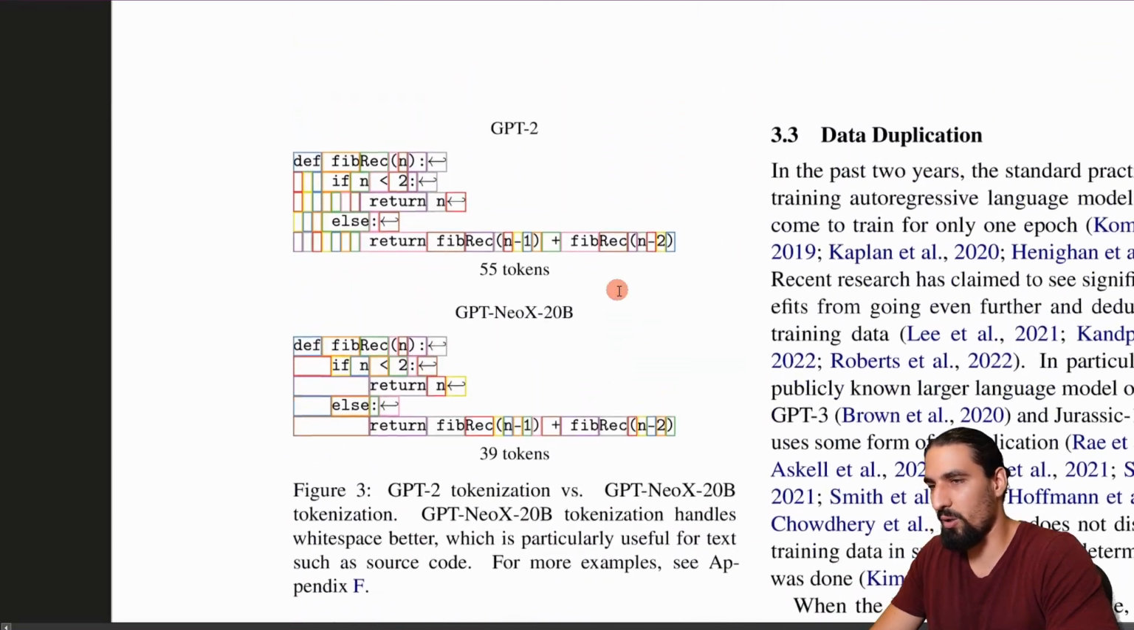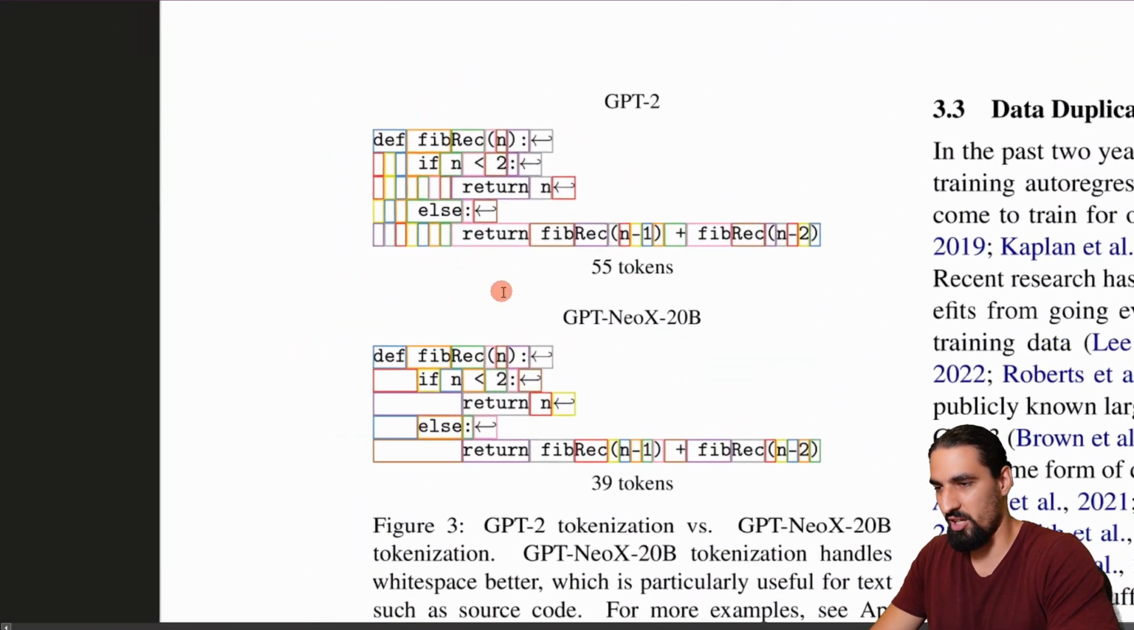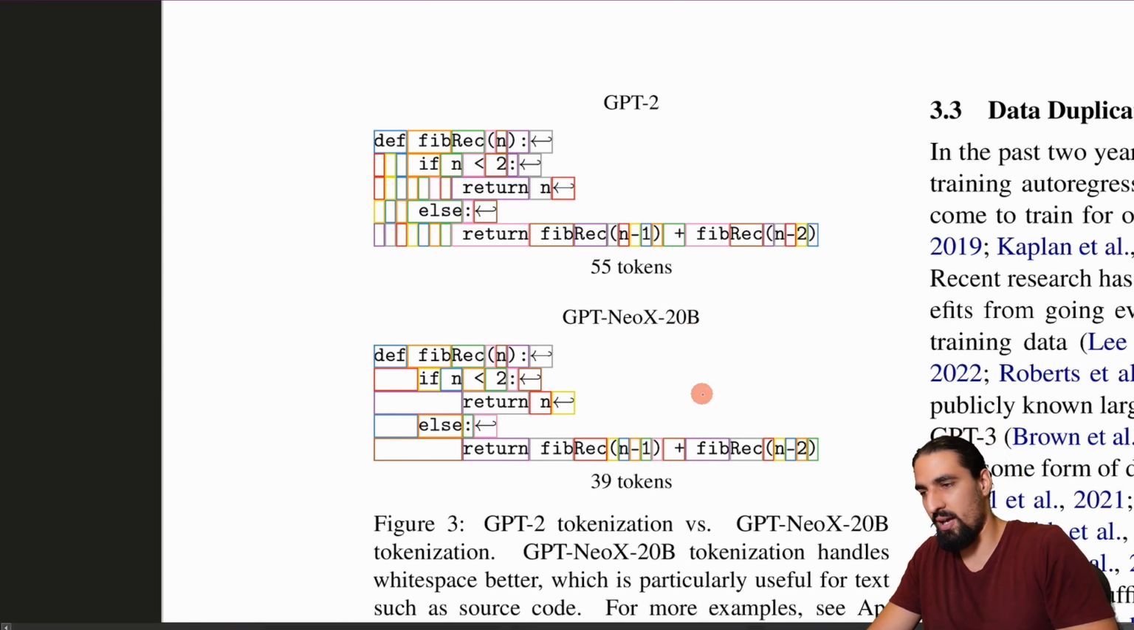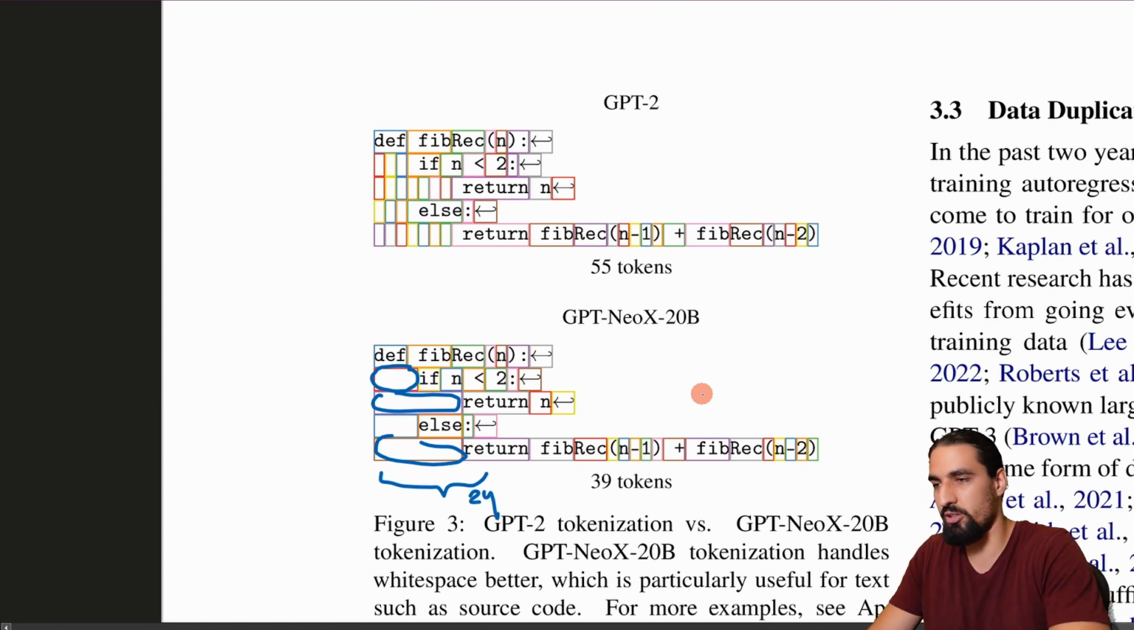But let me show you a graphical representation of what's going on. Here is how the GPT-2 tokenizer would tokenize this snippet of code. And here is how GPT-NeoX-20B would tokenize that same text. So this is what I mentioned about the spaces. You can see that all of these spaces here are encoded as a single token. Similarly here, etc., up to 24. So literally until you get to 24, it's a single token. That's how I understood this part.